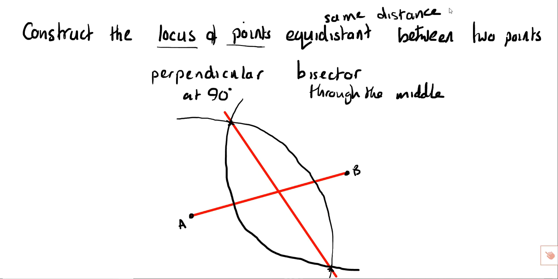Do you remember how to do that? You've made these notes: same distance, at 90 degrees. They could be important to you, because in a test, I could ask you to construct a 90-degree angle, or the perpendicular bisector, or the locus of points.